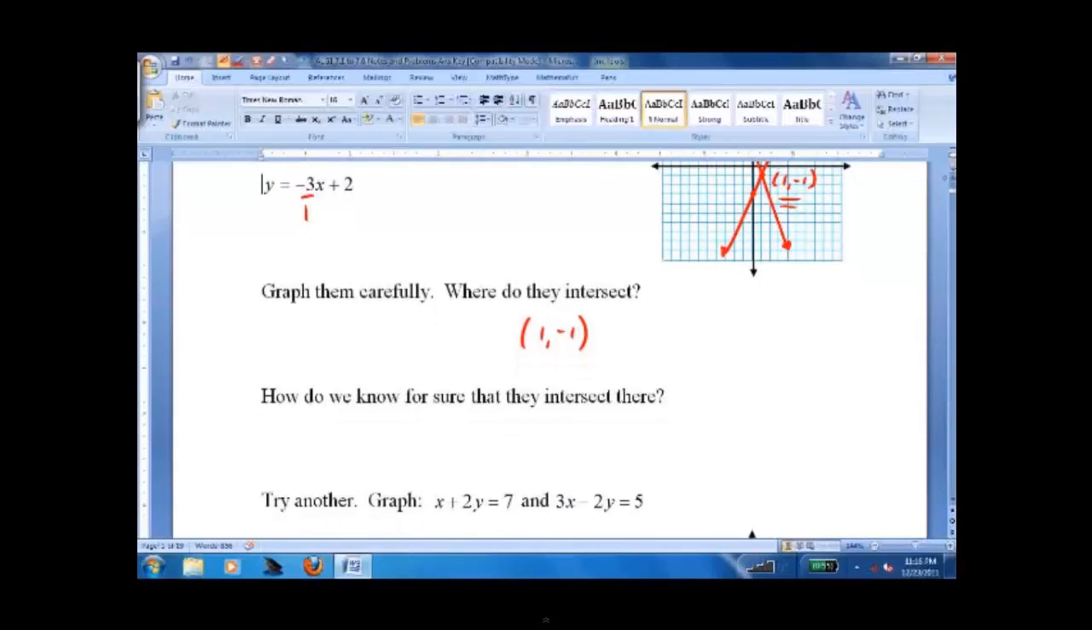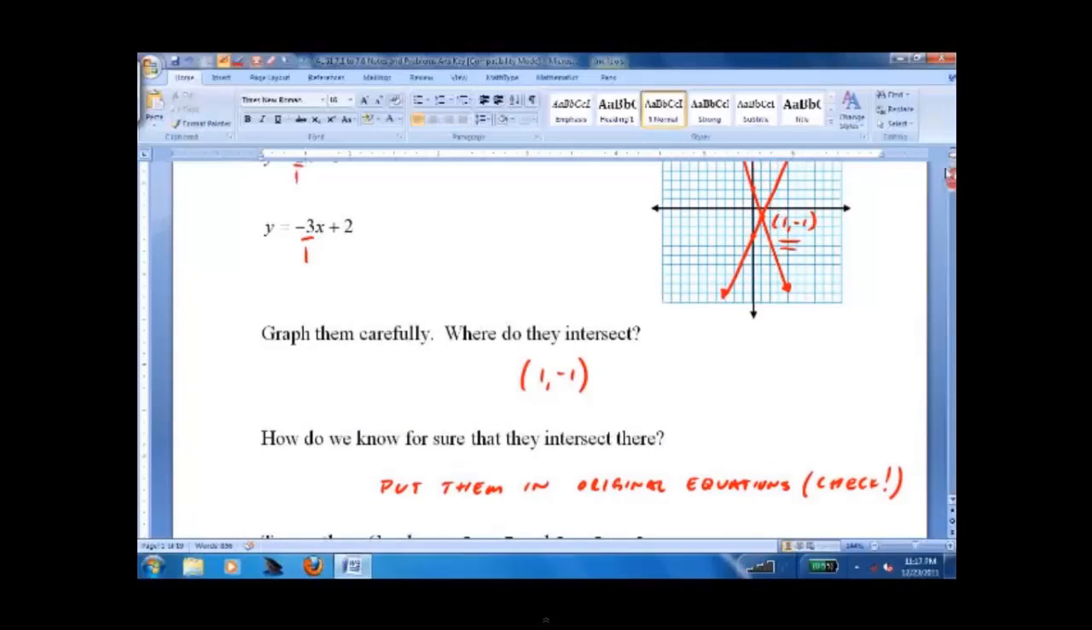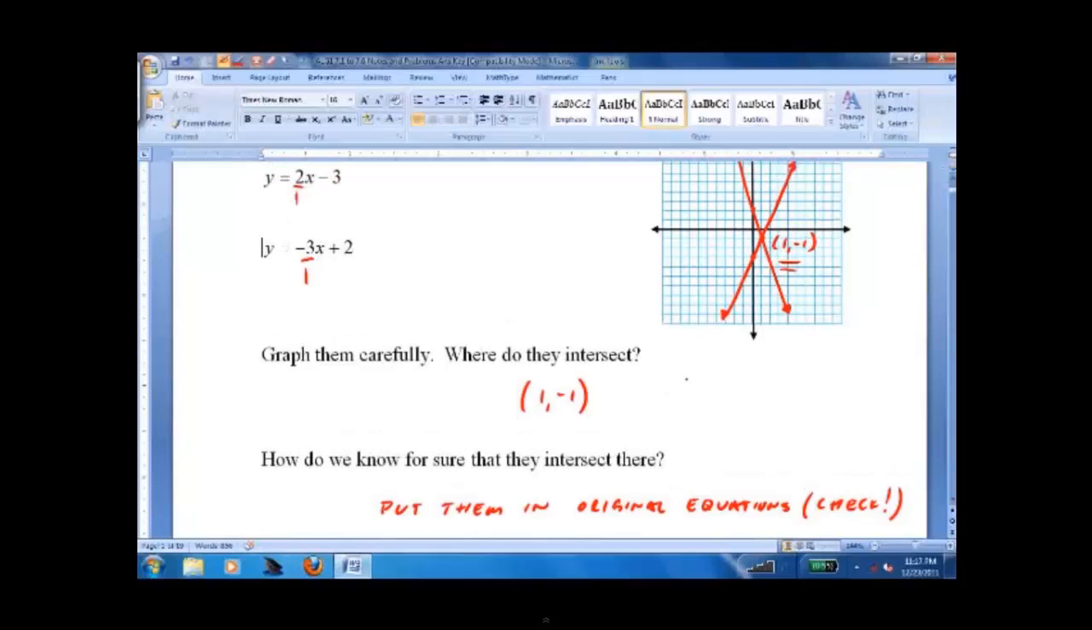How do we know for sure? We put them in the original equations and make sure they work. I'll call this checking. And you should always check. It does not take long. It's a quick process to make sure you get it right. So we got x is 1, y equals negative 1.